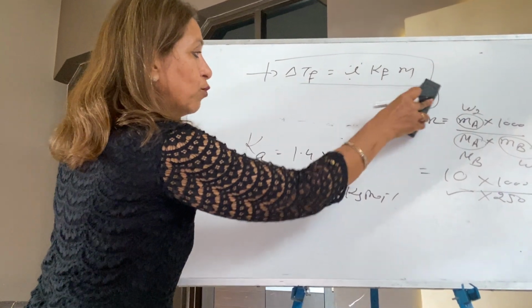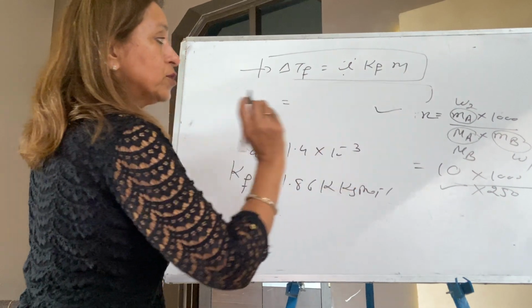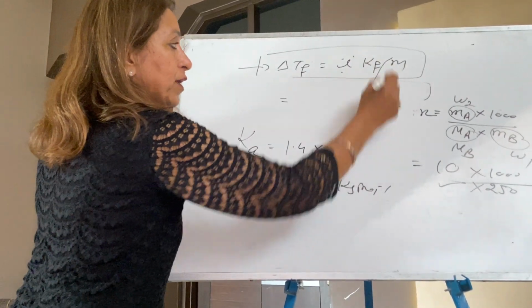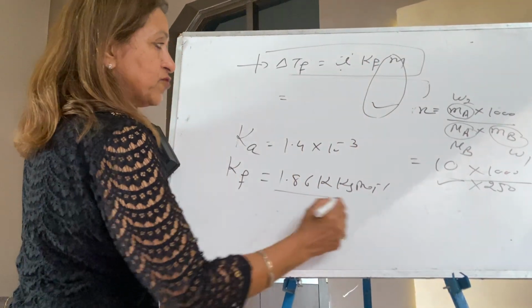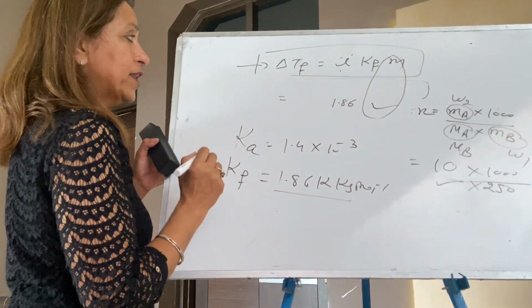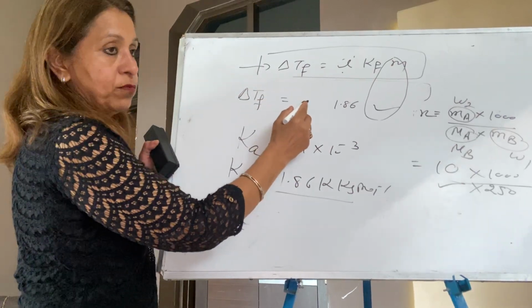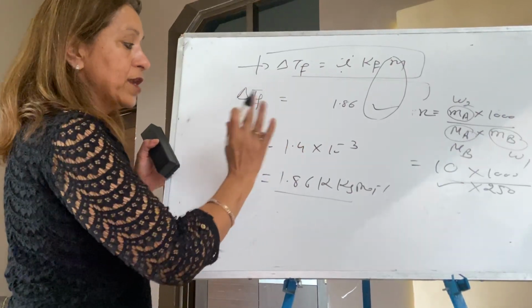We have calculated molality. Now after calculating molality you put it here. Whatever your molality comes, you put here. Now what is your Kf? Kf is directly given. It's 1.86. And what is your delta Tf that you want to calculate? The question is how to calculate i now.